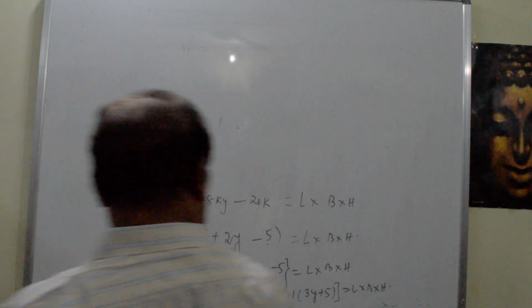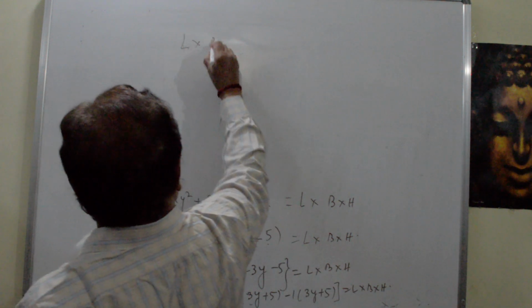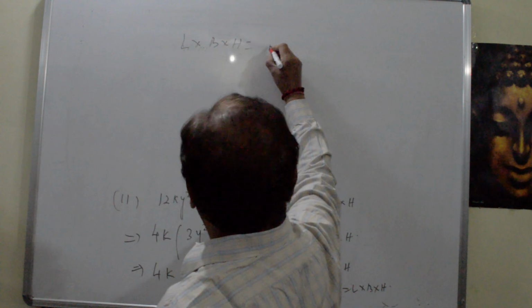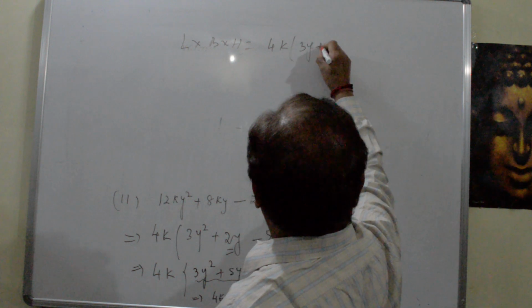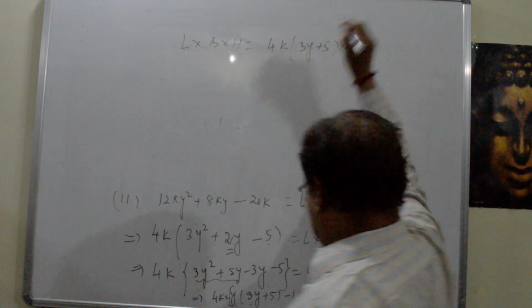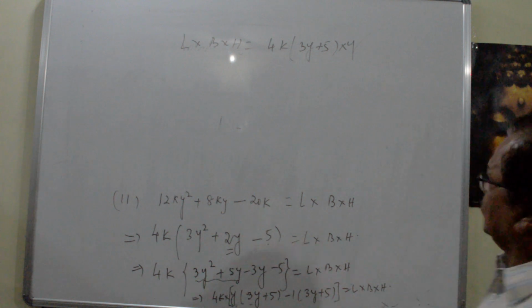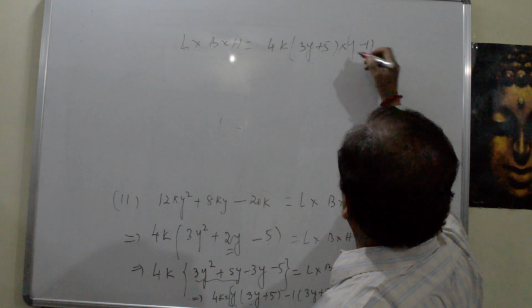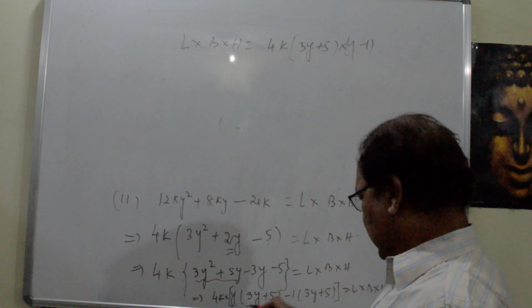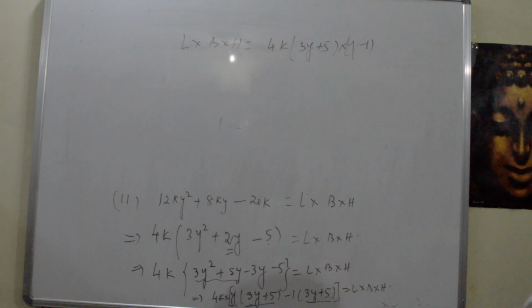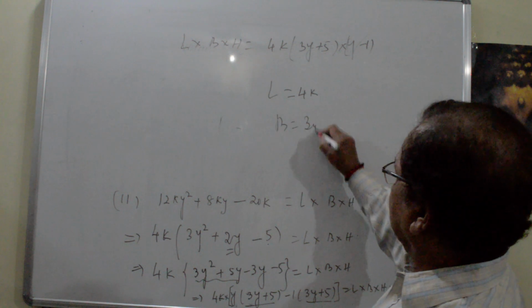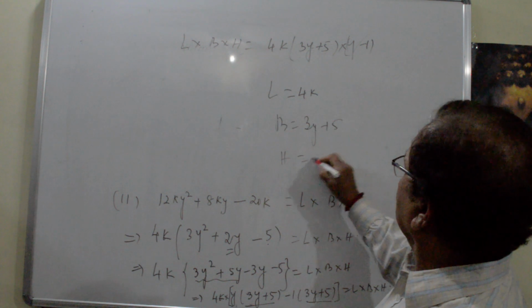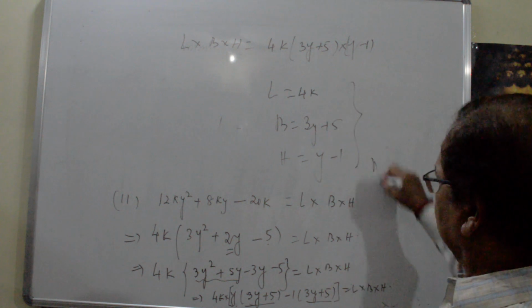I am writing this result here. So length into breadth into height is equal to 4k into (3y plus 5) into (y minus 1). So there are 3 factors here. 3y plus 5 is common. So another factor is y minus 1. So the result is length is 4k, breadth is 3y plus 5, and height is y minus 1. You are free to take them in any order. So this is the answer.